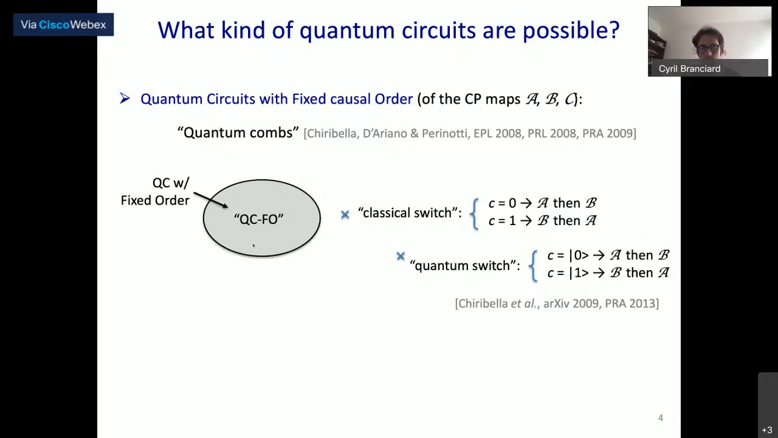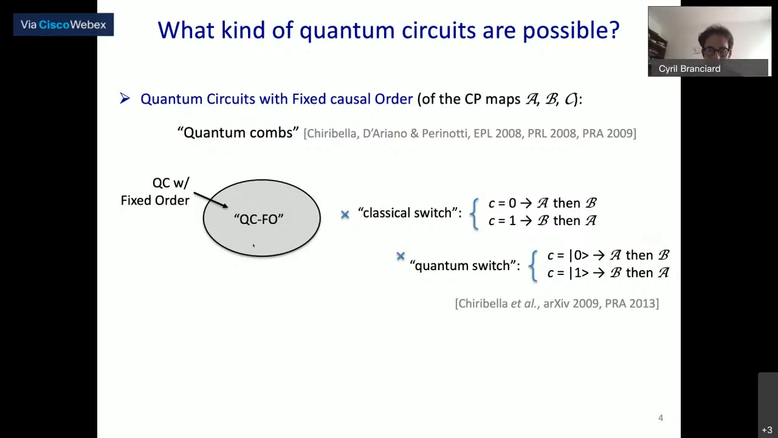But we know that we could imagine some other kinds of quantum circuits. So for instance, a classical switch. What is it? Just a quantum circuit where the order of two operations would depend on the value of a classical coin. So you could flip a coin and decide to apply A before B, or depending on the value of the coin, B before A. And I could have a classical switch in this way, and such a classical switch can clearly be realized. It doesn't fit in the standard framework of quantum circuits.